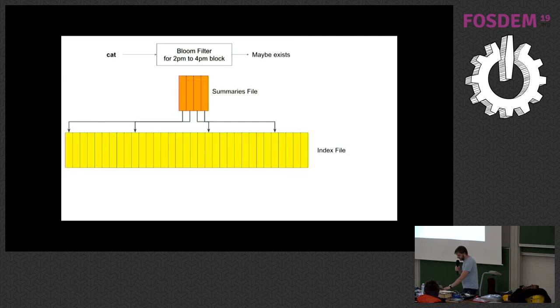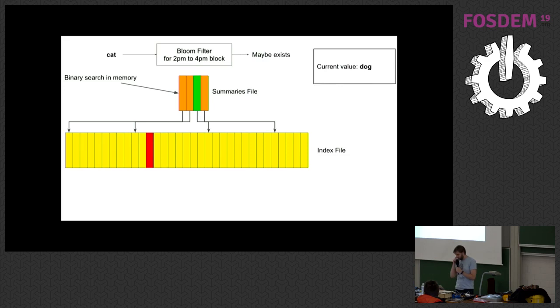So now I'm going to talk about how we actually find that metric in the time window block. So for a 2 to 4 p.m. window, we basically look at that bloom filter, and if it says yes, this metric might have data for the 2 to 4 p.m. block, then we go to the summary file, which is also mmapped, and we do a binary search to find the nearest index entry. And so you can imagine that if we're looking for the metric cat and the current value is dog, we're going to do a binary search to start.